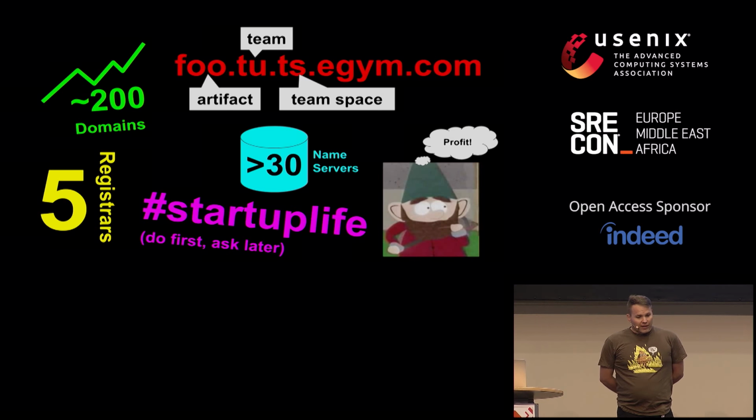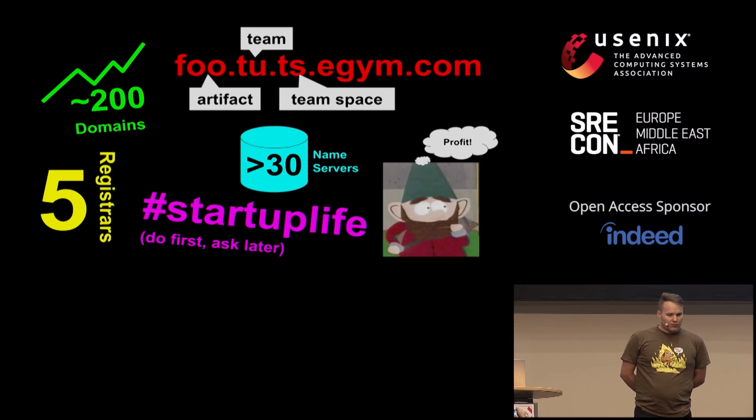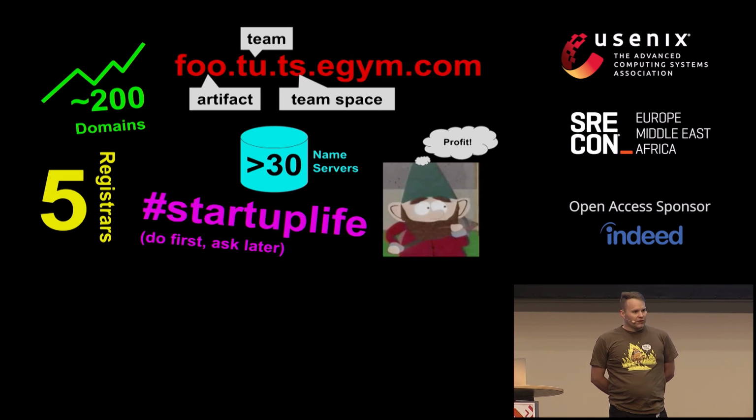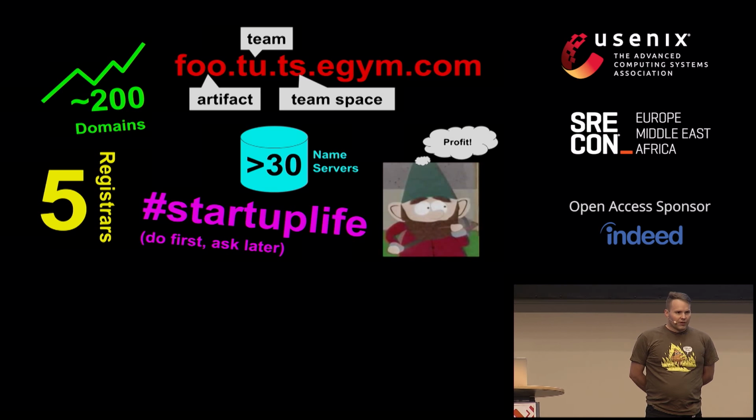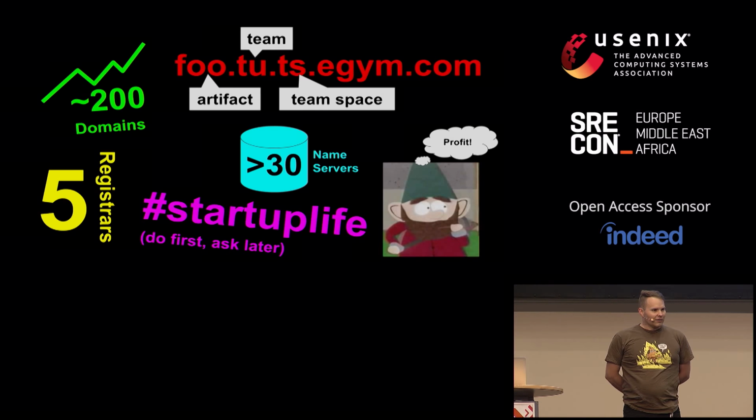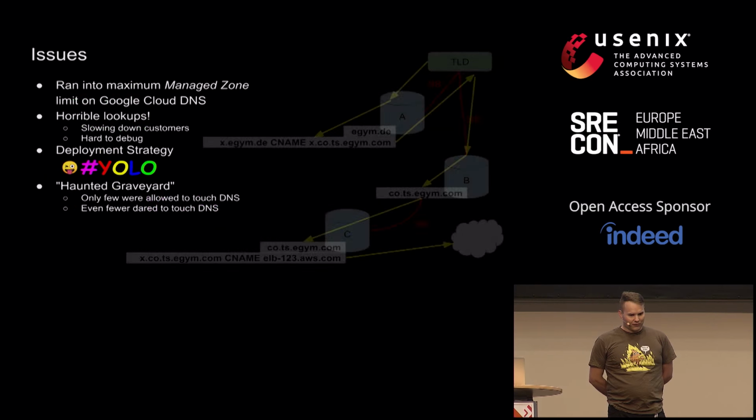We had interesting naming schemes, so an artifact named foo run by a team named tu would get the name foo.tu.ts, that is for teamspace, .egym.com. And all that because we wanted to find a spot in the market and make a profit. So we would do things first and ask later, and that results in chaos.